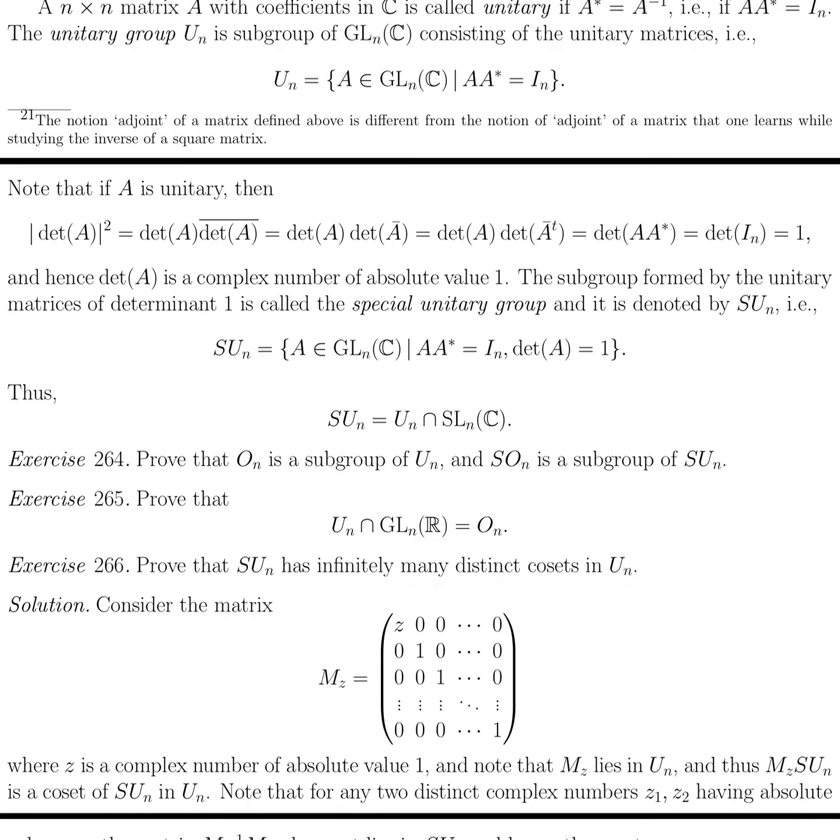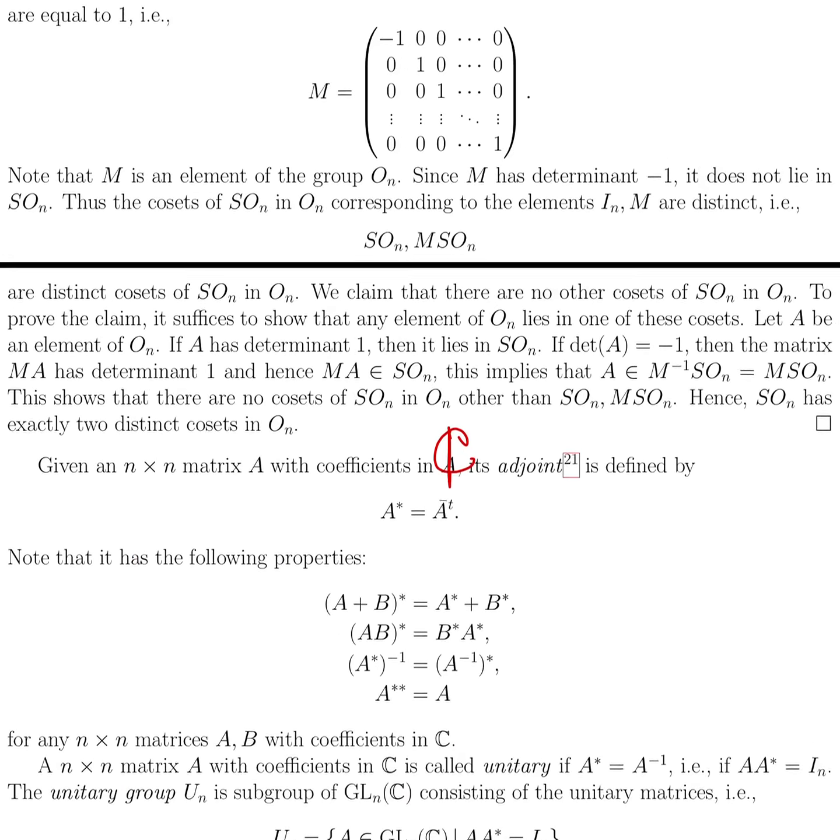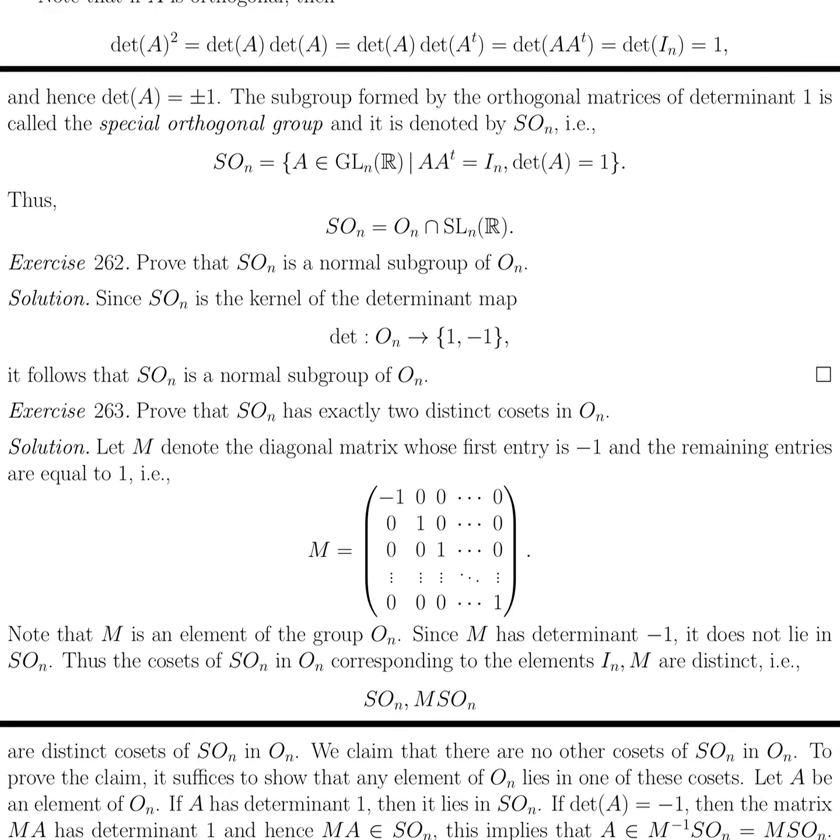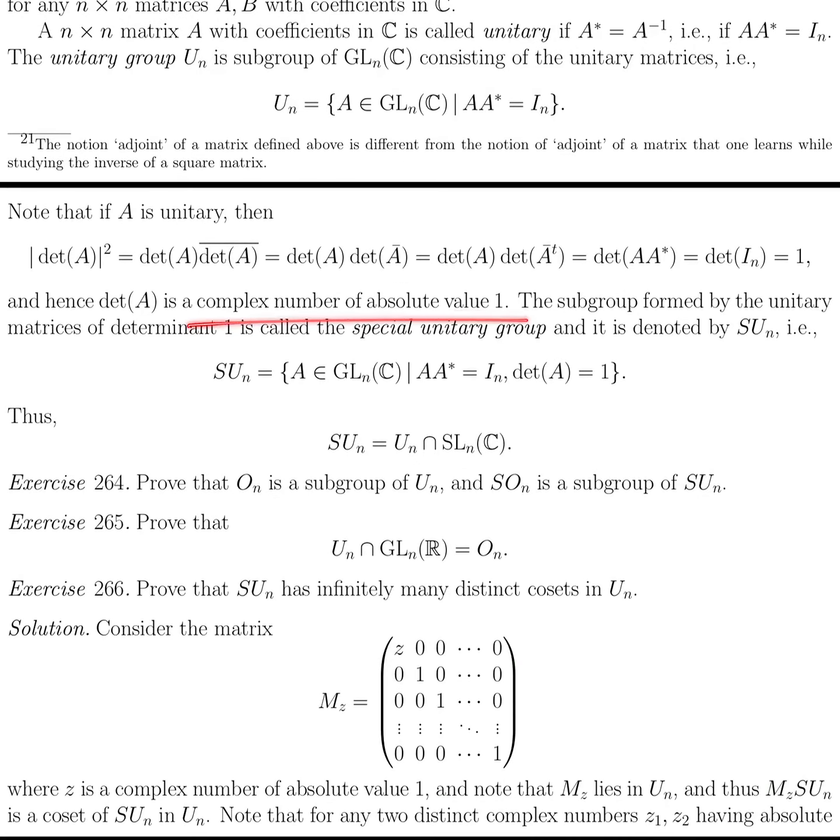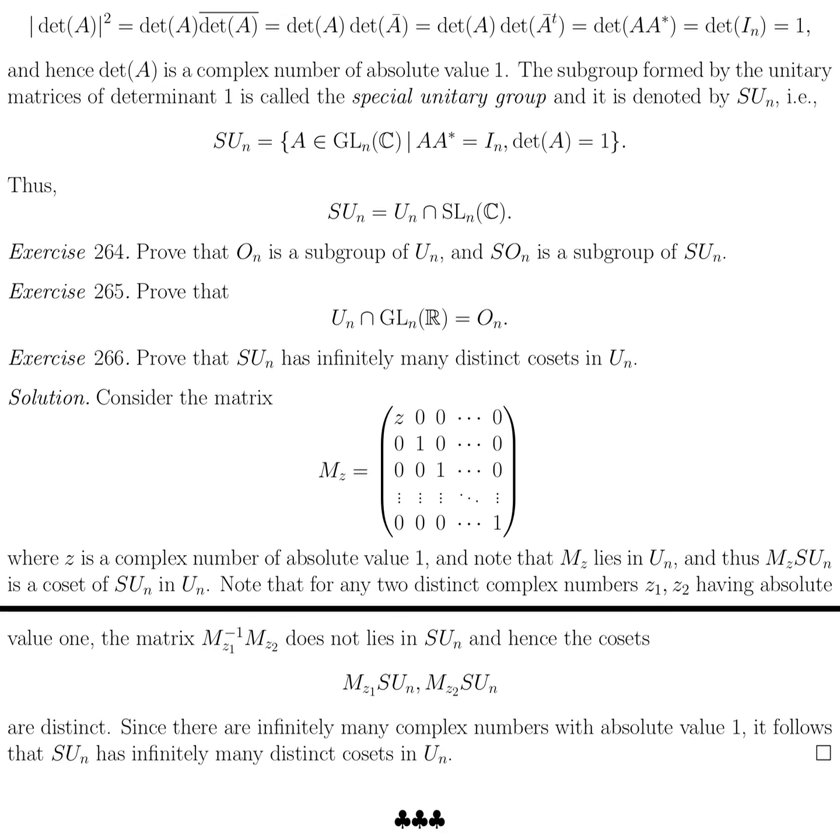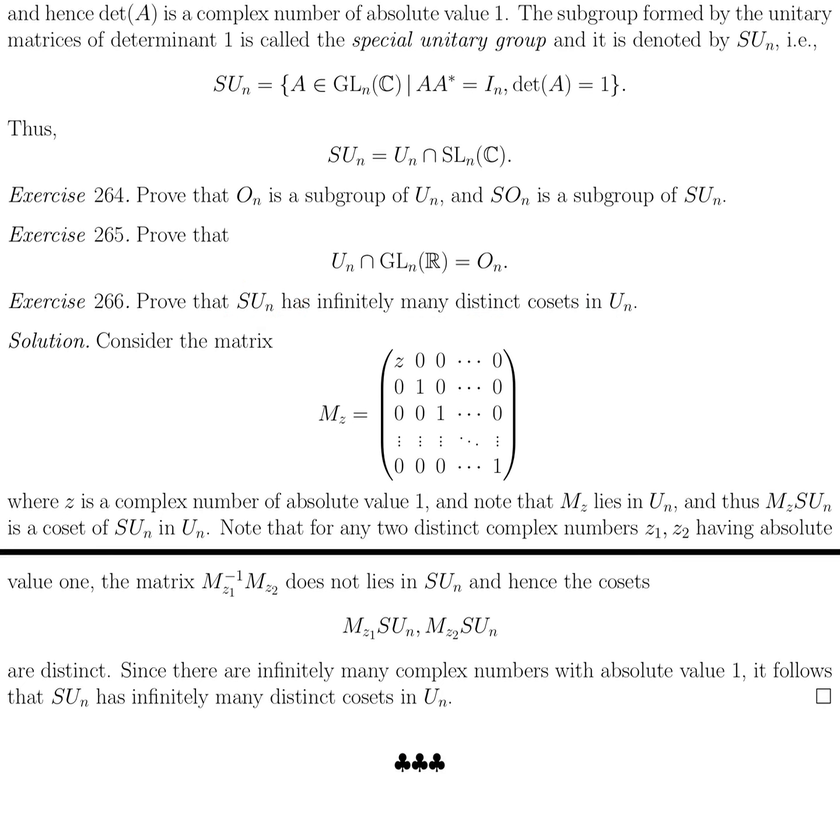Roughly speaking, it happens for the following reason: there are several complex numbers with absolute value 1. Earlier we had only two real numbers with absolute value 1. And now in this context, of course, one has several complex numbers that have absolute value 1, and that influences the number of cosets of SU n inside U n.